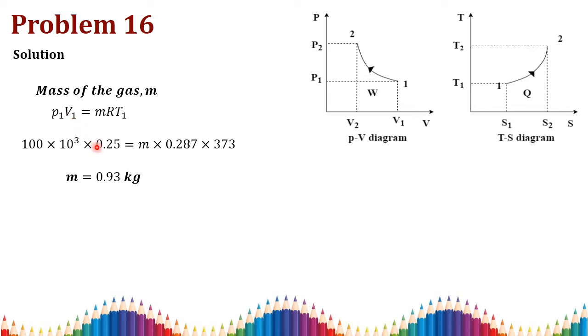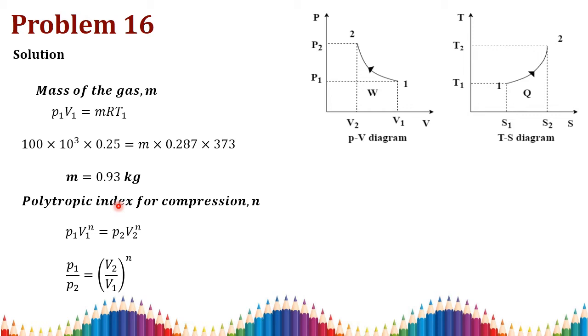Then initial volume as 0.25 meter cube, R as 0.287 joule per kilogram Kelvin, and temperature as 373. Substituting all these values, we will get mass equal to 0.93 kilogram. In the problem they have given R in kilojoule, so I am converting here into joule because we have to substitute all in SI units. Then only you will get mass equal to 0.93 kilogram.